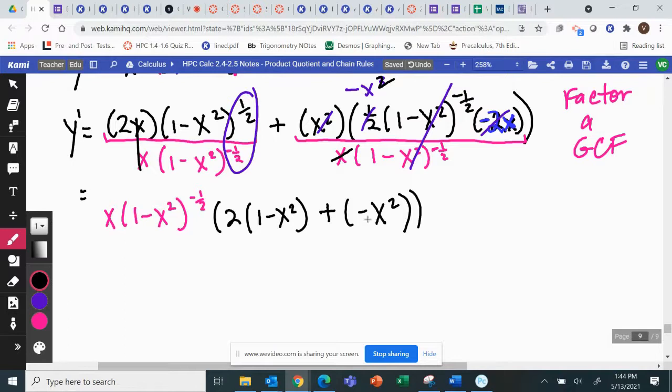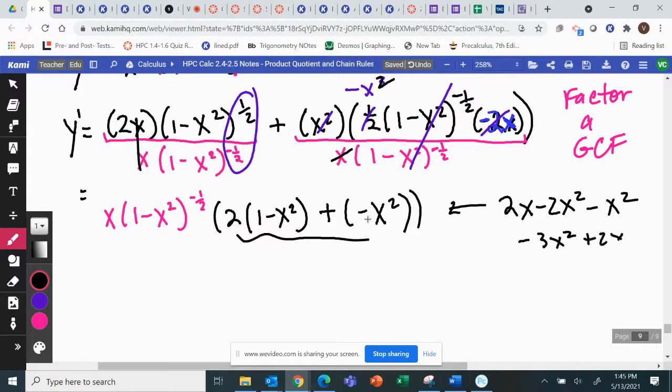And then the stuff that's in black now is pretty easy to simplify. I'm going to do that off to the side for a second here. 2x minus 2x squared minus x squared. So negative 3x squared plus 2x. That's what this black part is.